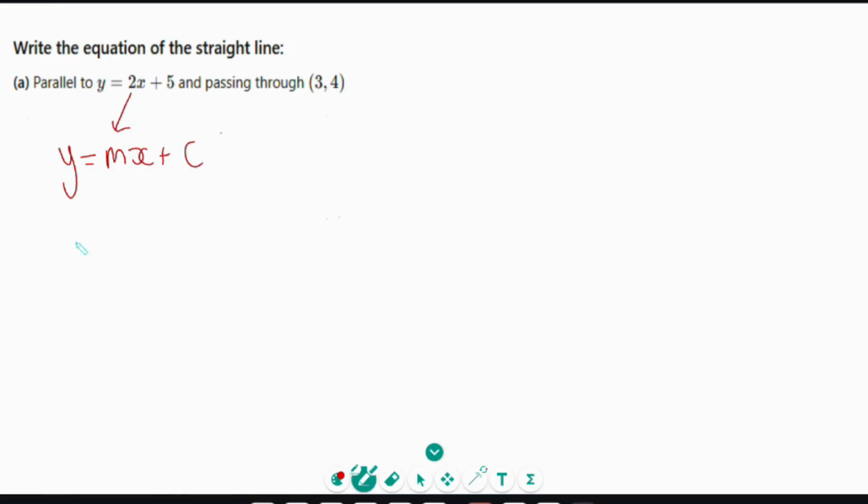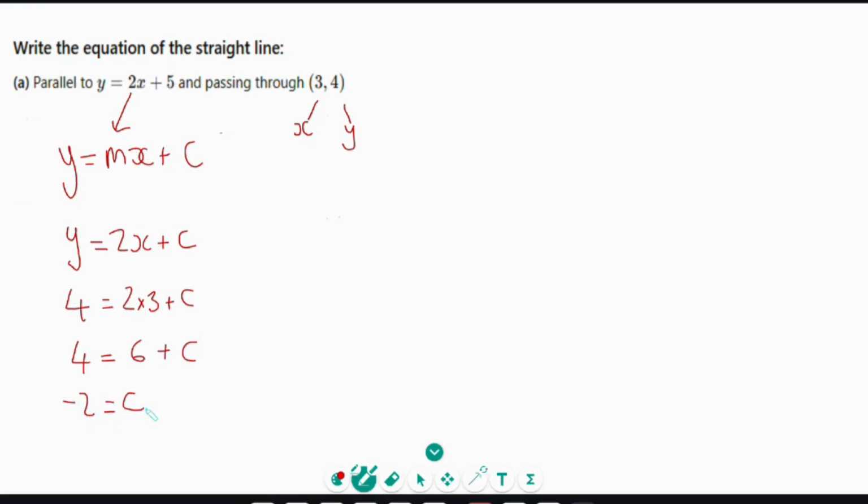Part A. Y equals mx plus c. They have the same gradient, so m has to be 2. We have an X coordinate and a Y coordinate which is on our straight line, so we can sub them into the formula. Let's make c the subject by taking 6 off both sides.